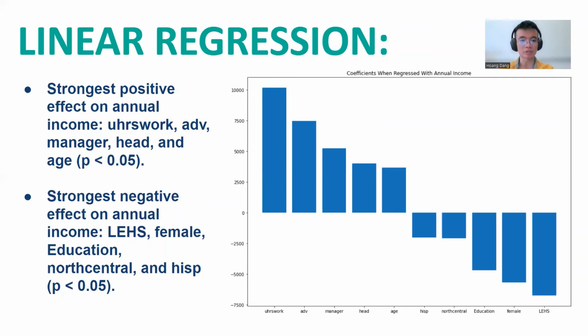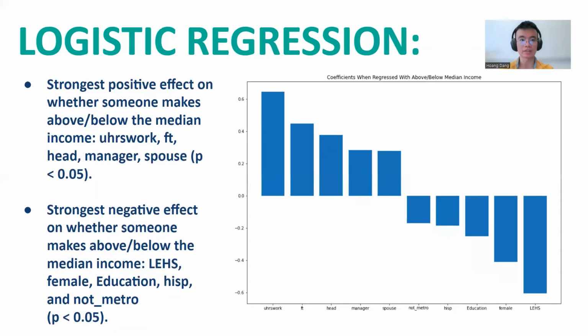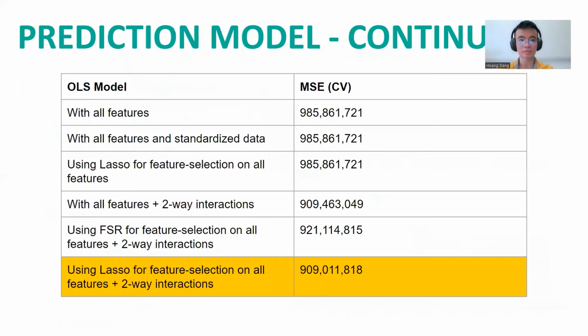And some of the variables with the strongest negative effect on annual incomes are whether someone's education level is less than or equal to high school and whether they're female. Similarly, with logistic regressions, we arrive at similar results. One thing of note is that the logistic model seems to place more emphasis on certain variables, like whether someone's working full-time or whether someone's the head of a family over the linear model.